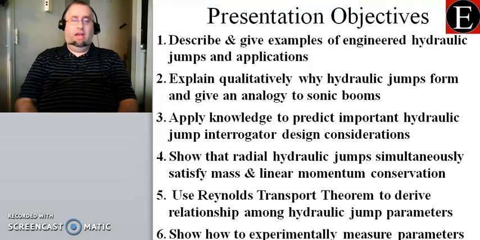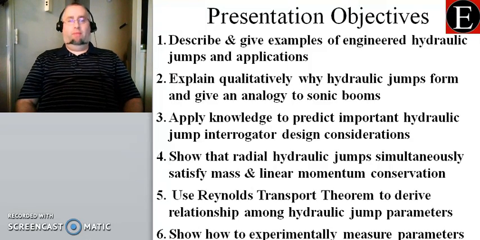and I'll show you how the math leads you to that conclusion. With knowledge developed from that analysis, I'm going to talk a little bit about the hydraulic jump interrogator and some of the important parameters that you'll look for when you run the interrogator experiment, in particular the relationship between the volume flow rate and the diameter of the hydraulic jump. Then we're going to get a little bit more quantitative, and I'm going to solve Reynolds transport theorem and show you how I did it, both for mass conservation and momentum conservation around a radial hydraulic jump.